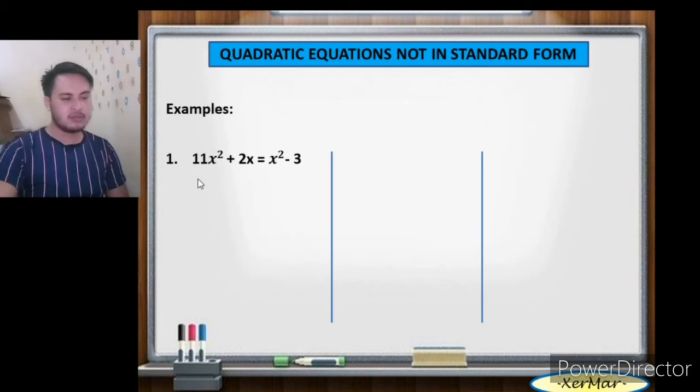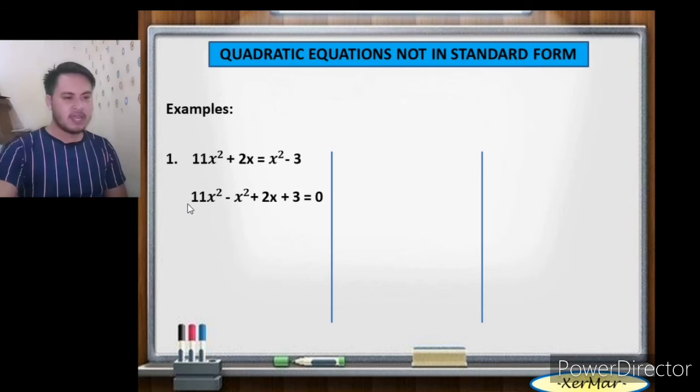Next to 11x squared, and negative 3 will be transposed next to 2x since this is a constant term. So we have 11x squared minus x squared plus 2x plus 3 equals 0. Take note, guys, if we transpose, the sign will change. From positive will become negative and vice versa.